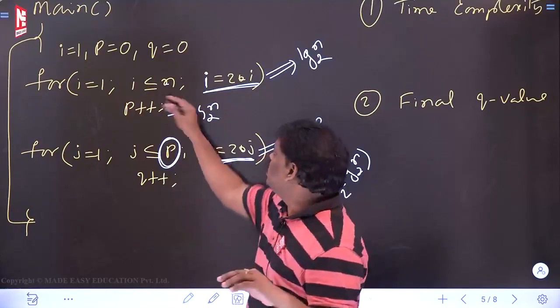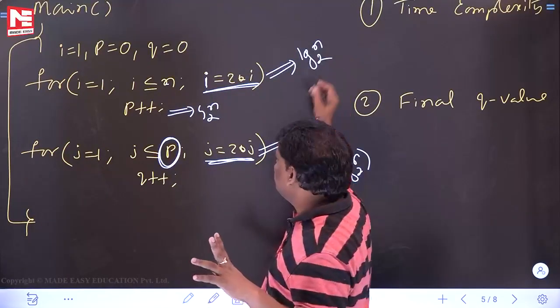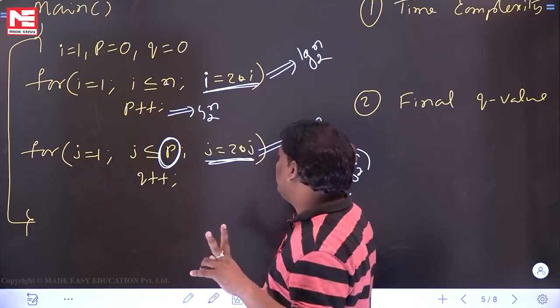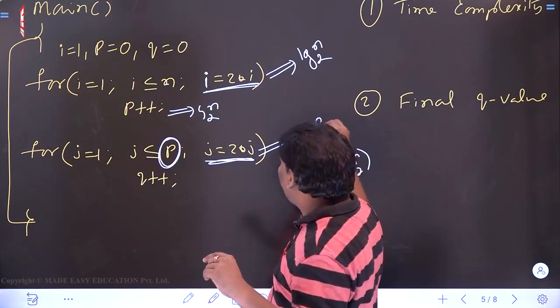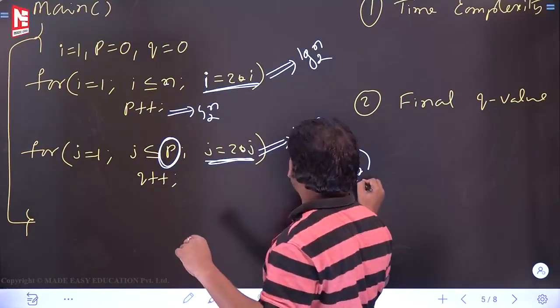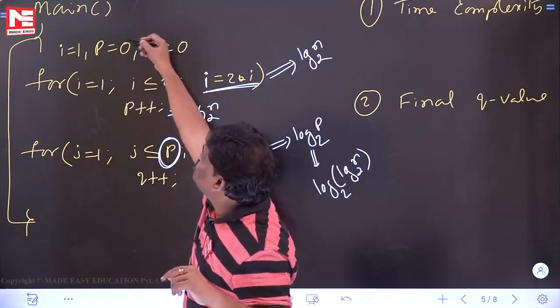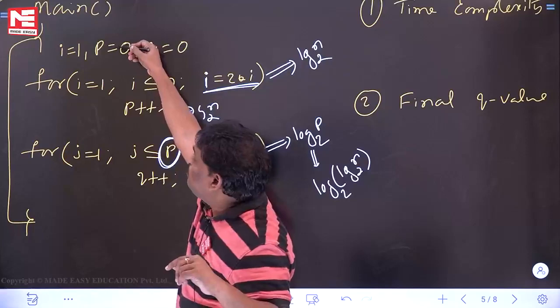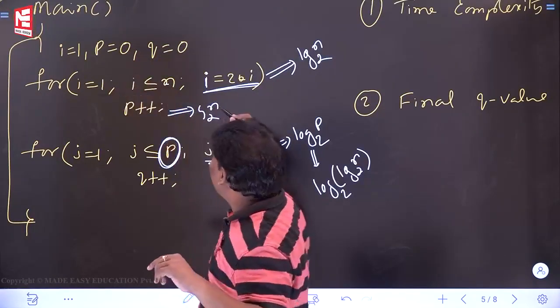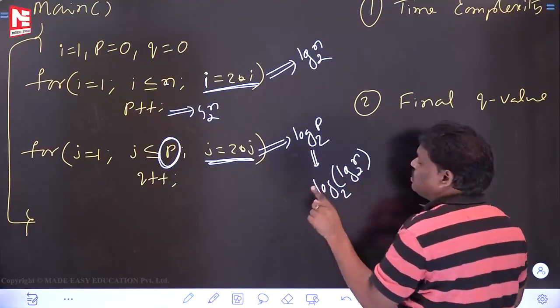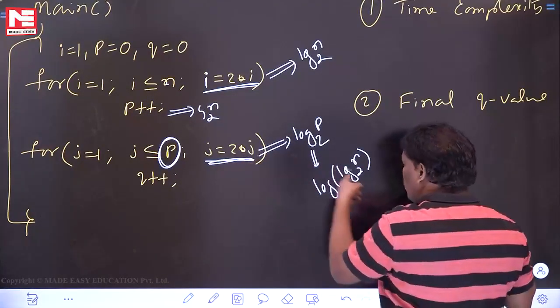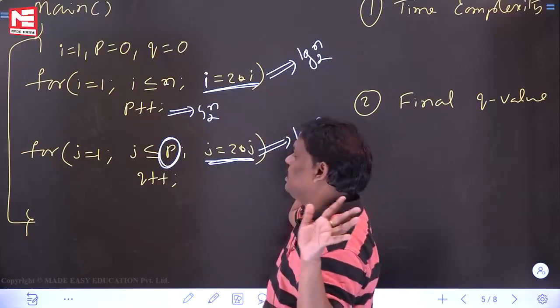What they have done is, this loop is always 2 log n base 2. This loop is also always 2 log n base 2. It is not log n base 2, it is log p base 2. First of all, what is p? P is log n base 2. Suppose this is not there, p is 0. After completion of this one, p becomes log n base 2. So the answer is log p base 2, where p is log n base 2. So the second loop is log n base 2, and the first loop is log n base 2.